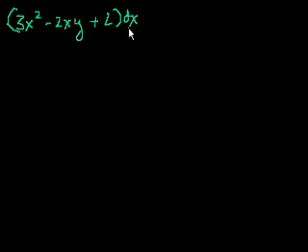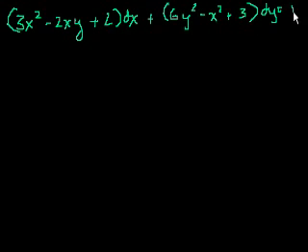So the next one in my book is (3x squared minus 2xy plus 2) dx plus (6y squared minus x squared plus 3) dy is equal to 0.